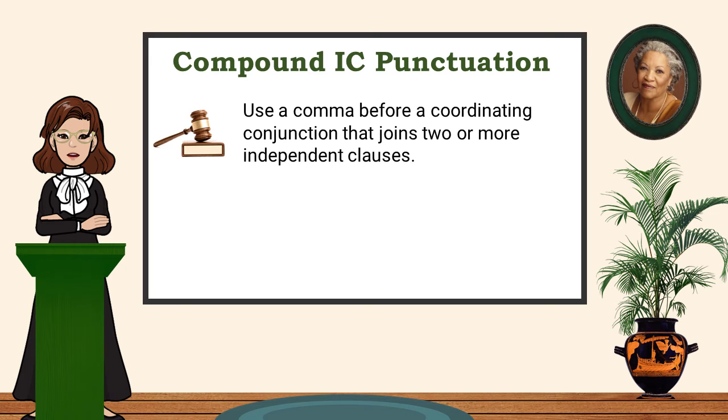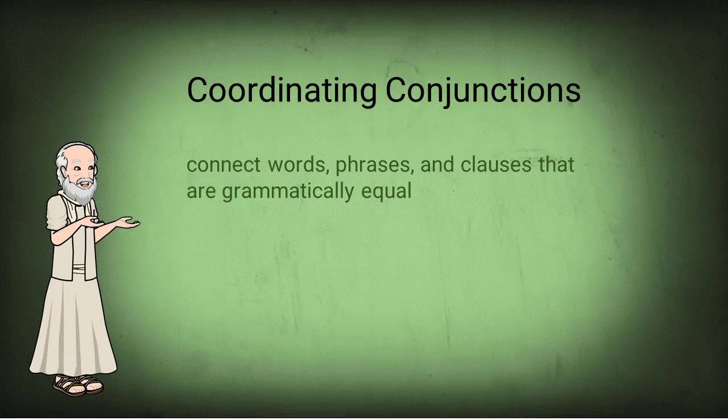Now let's look at the punctuation rules involved in creating compound sentences. First, if we use a coordinating conjunction, then we also have to use a comma before it. Future videos will cover other ways to join two independent clauses, but for now, we're looking at using coordinating conjunctions. Flashback alert. Coordinating conjunctions connect words, phrases, and clauses that are grammatically equal.